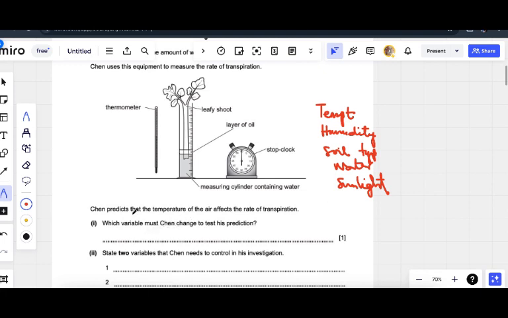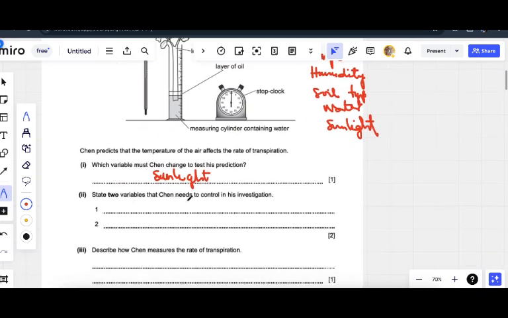So the question is, Chen predicts that the temperature of the air affects the rate of transpiration. Which variable must Chen change to test this prediction? So from here, which one should he change in order to test this prediction? Sunlight, right? Okay, we can write sunlight here. The light intensity. You can write light intensity, light, in order to test this prediction.